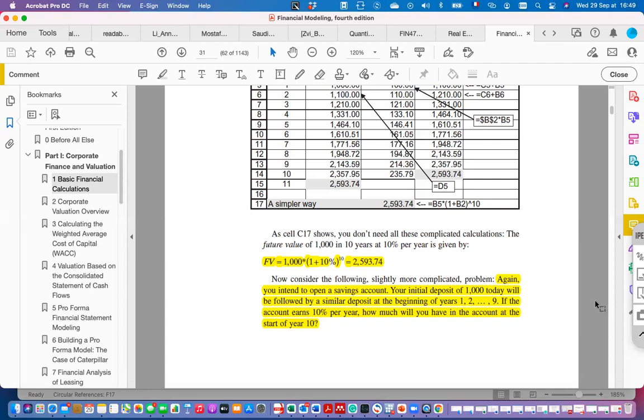Let me give you a concrete example. Suppose your initial deposit is $1,000, but now it will be followed by a similar deposit at the beginning of each year. So you will make 10 deposits, not just once. What would be the value of your investment by the end of year 10?